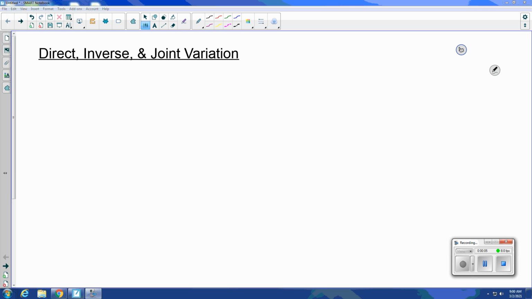Direct, inverse, and joint variation. Let us start with direct variation. Direct variation is a linear relationship between two variables. So we might have a scenario that says y varies directly with x.